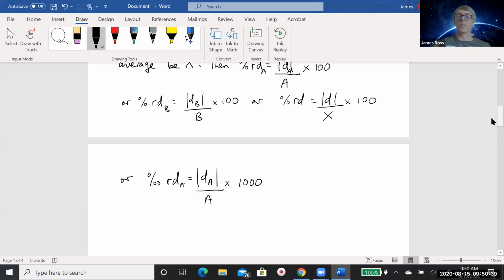Let's talk about units and then we'll compare and contrast absolute deviation from relative deviation. Relative deviation has no units. And that's because you have this fraction. The numerator and the denominator both have the same units, so the units cancel, and then you scale by a number which has no units. So overall, relative deviation has no units.